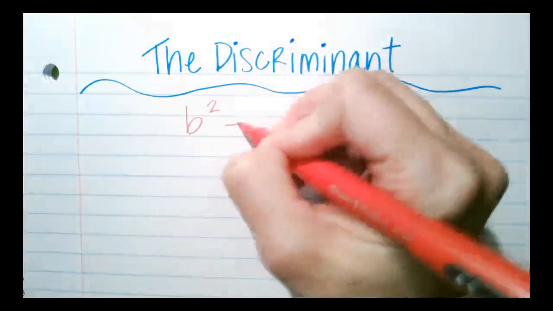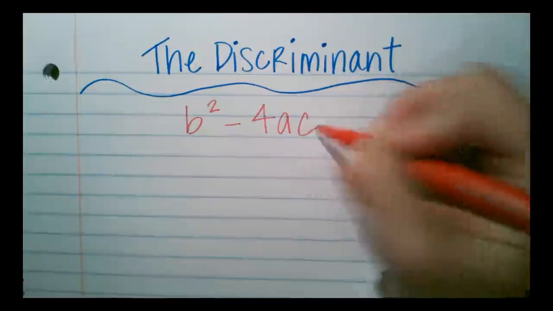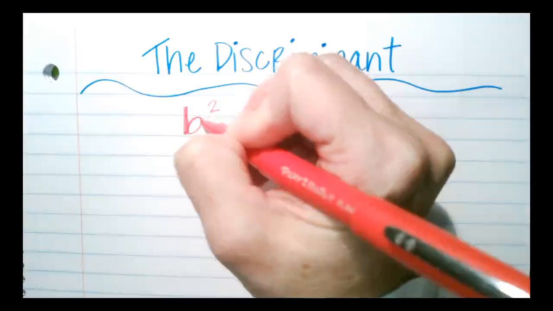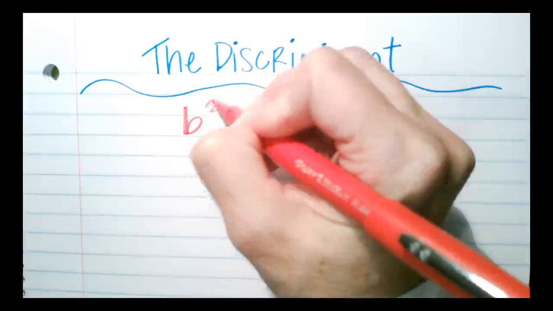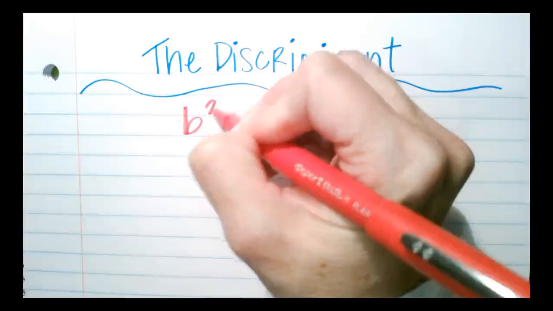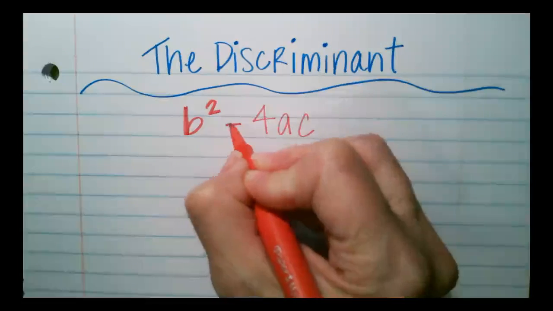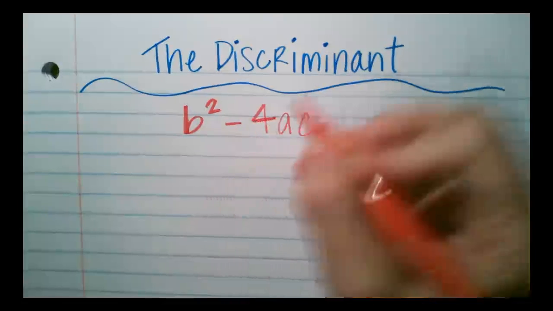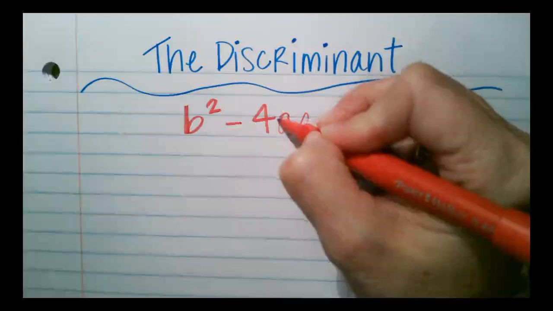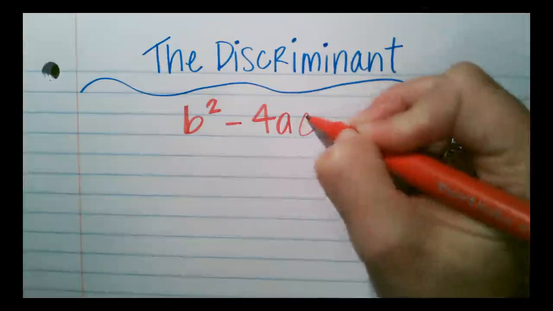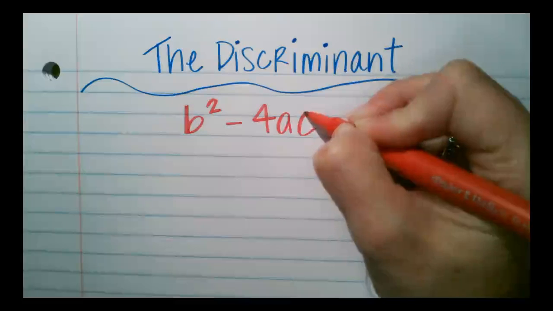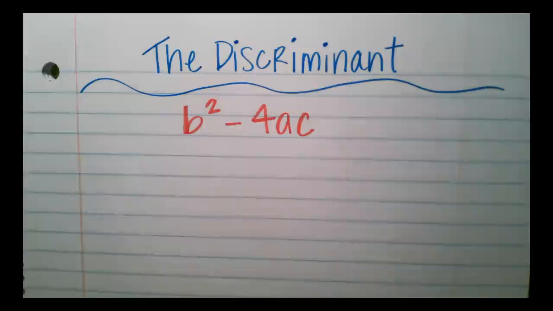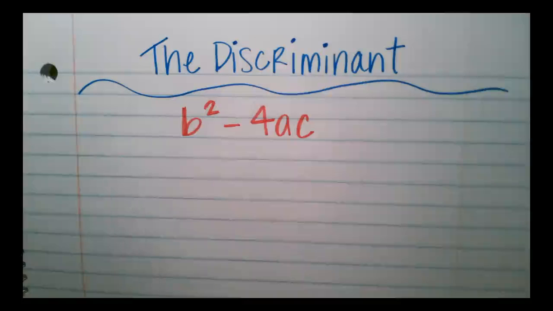b squared minus 4ac. So hopefully you recognize this as being part of the quadratic formula. But I want you to notice that it is not including the square root or any of the rest of the quadratic formula. So when we talk about the discriminant, we are talking about just this part, the b squared minus 4ac. So it's important to remember that we're not taking the square root of it. We're only using this part of the quadratic formula when we do the discriminant.